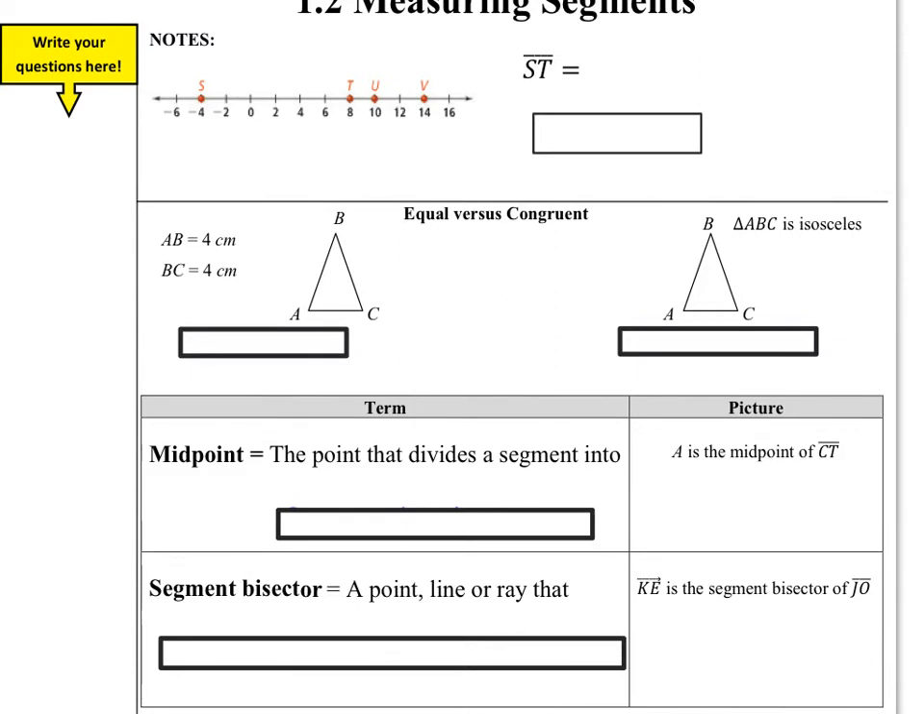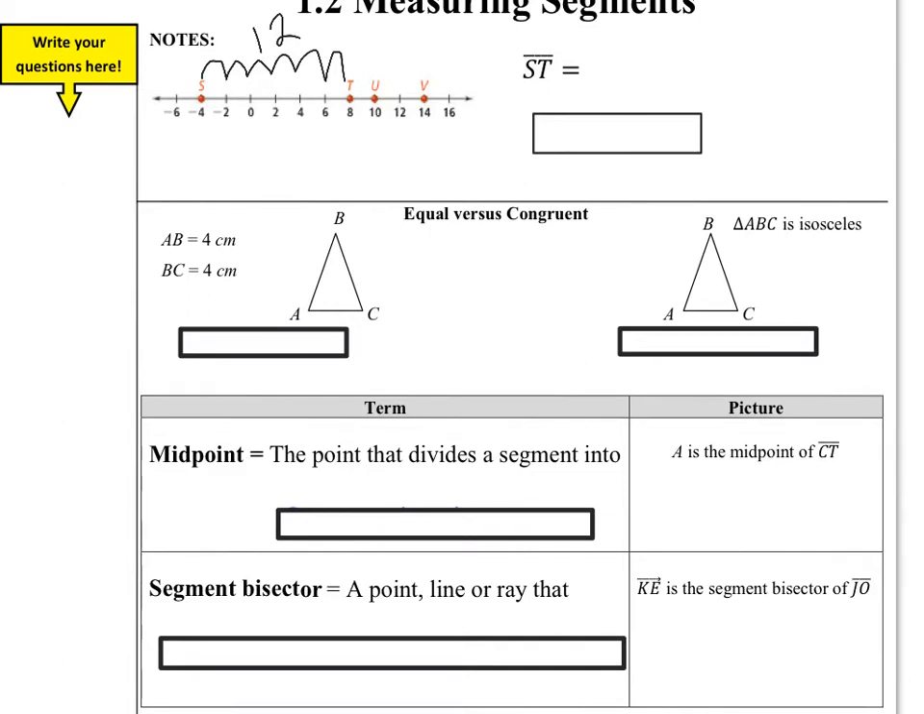So here we have a number line, and on that number line we have 4 points, S, T, U, and V. The question that's being asked here is how long is segment ST? So one of the ways we can do that is just by counting. So we have 2, 4, 6, 8, 10, and 12. So we can say that that is 12 units long.